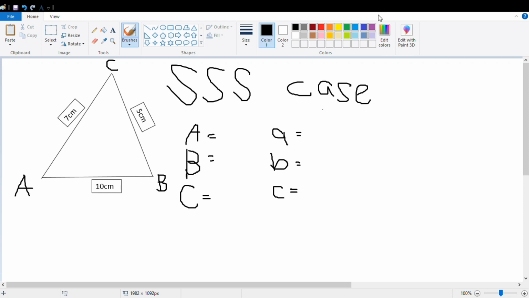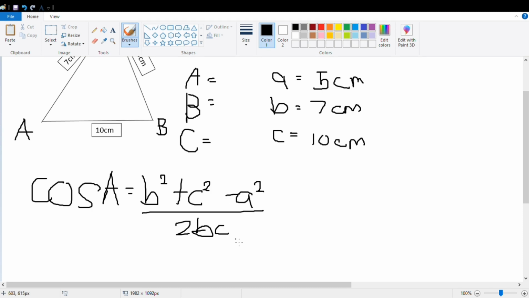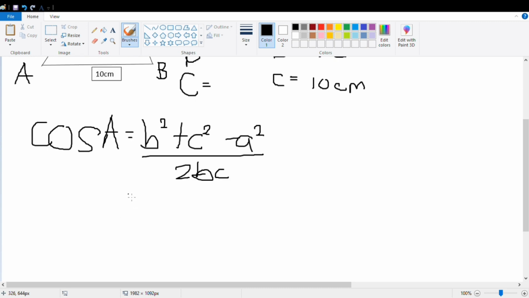Of course, first thing we have to do is write the values. The first angle we want to find is A, but you can do any of the three. The formula for finding angle A is cos A equals B squared plus C squared minus A squared over 2BC. Next thing we have to do is substitute the values.